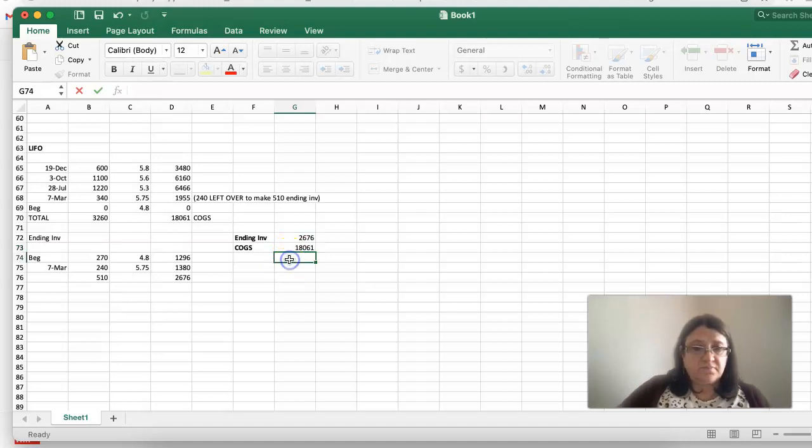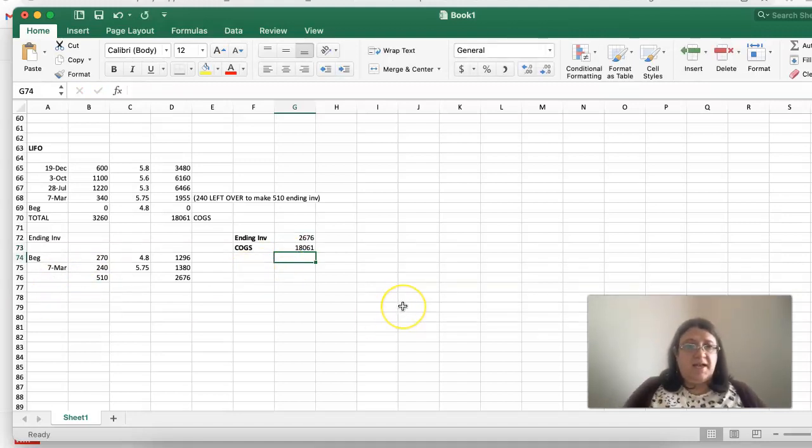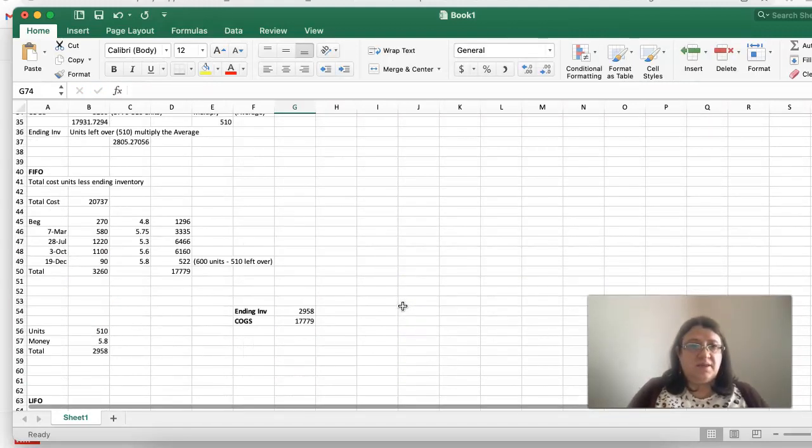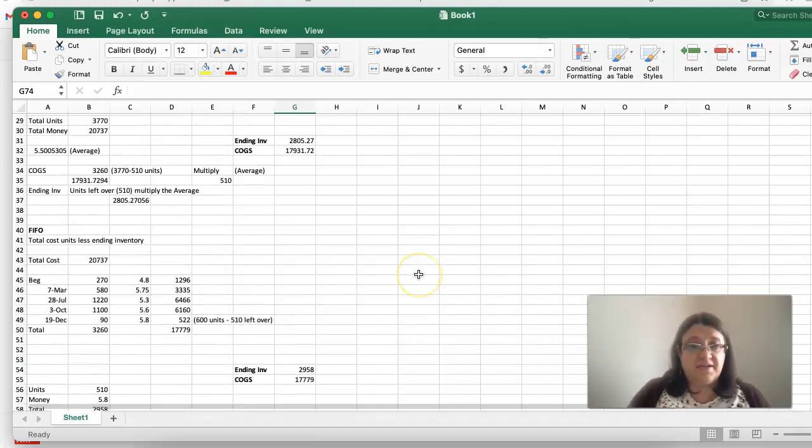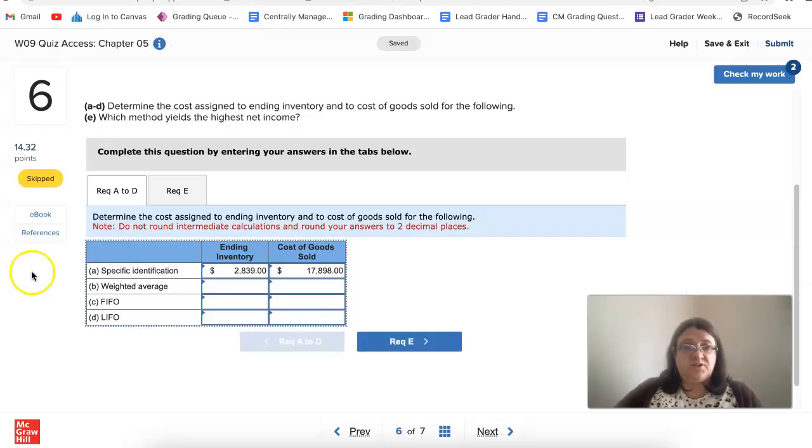With the cost of goods sold, $18,061.00. Okay, and I just realized I didn't do the rest on our sheet, but now that we have these, we can go ahead and transfer them over. So I had the specific identification and the weighted average. We had 2,805.27 with the cost of goods sold $17,931.72.